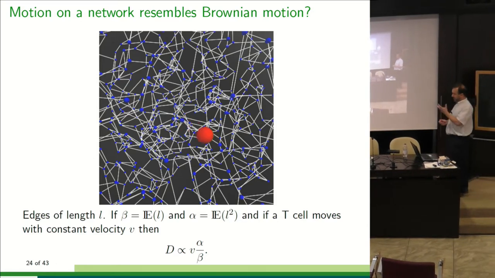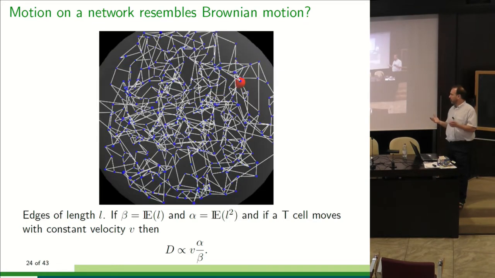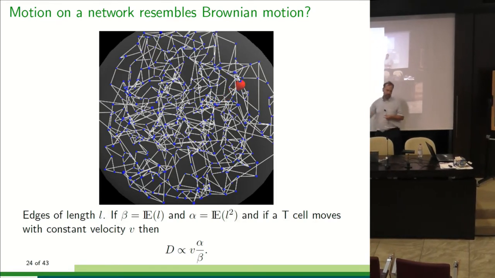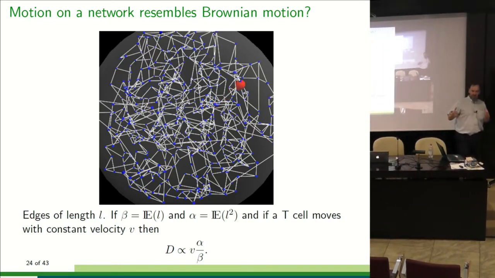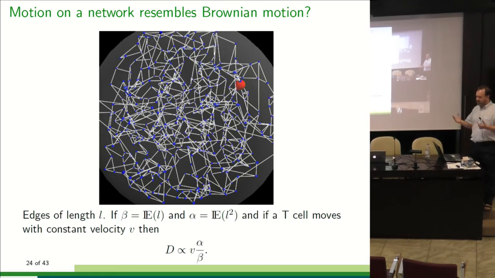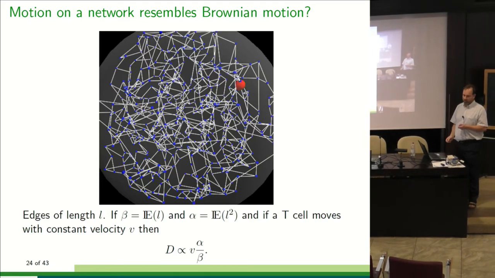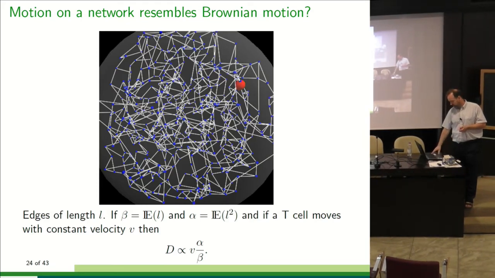Like I said, there's controversy about whether this is actually the case. And in fact, our contribution to that is that you can't really make this hypothesis work all the time. Because either the network is incredibly dense, or the network is incredibly sparse, and in neither case does everything fit together nicely. So the idea that the T cells always move on this network probably doesn't make sense.